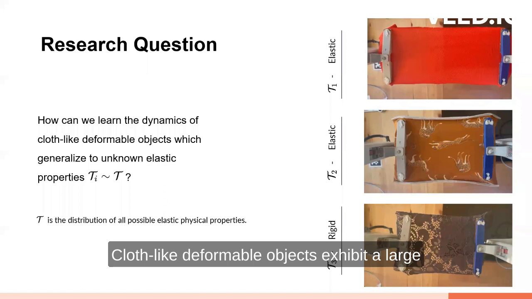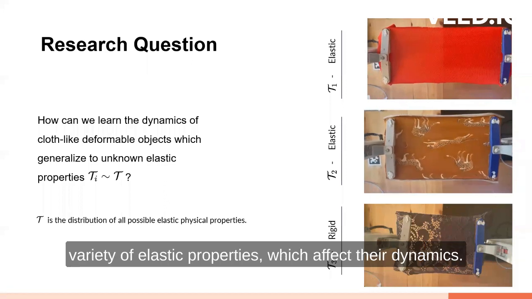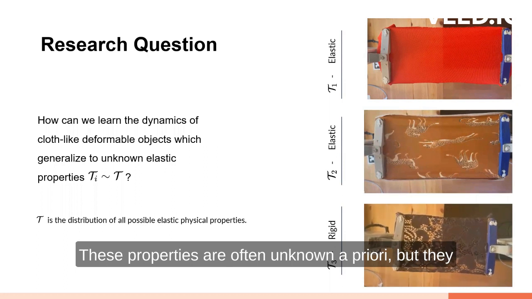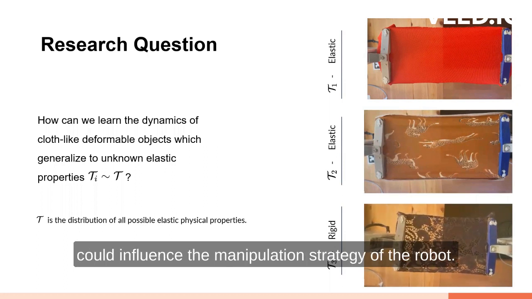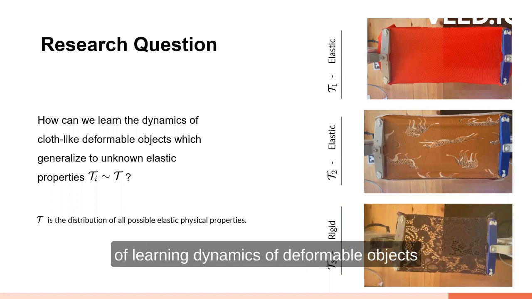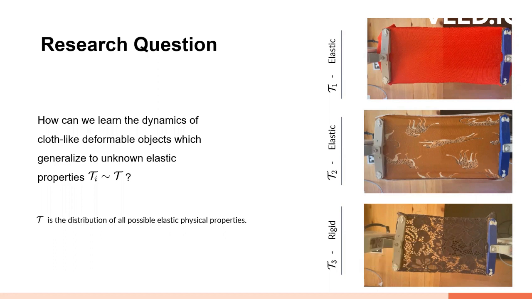Cloth-like deformable objects exhibit a large variety of elastic properties, which affect their dynamics. These properties are often unknown a priori, but they could influence the manipulation strategy of the robot. In this work, we study the problem of learning dynamics of deformable objects that generalize to unknown elastic properties.